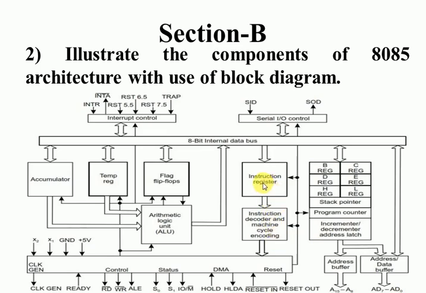So you must have understood. The program counter was holding the address, the stack pointer was holding the address of the top of the stack, and the instruction register is holding the opcode of the instruction which needs to be further decoded and executed.